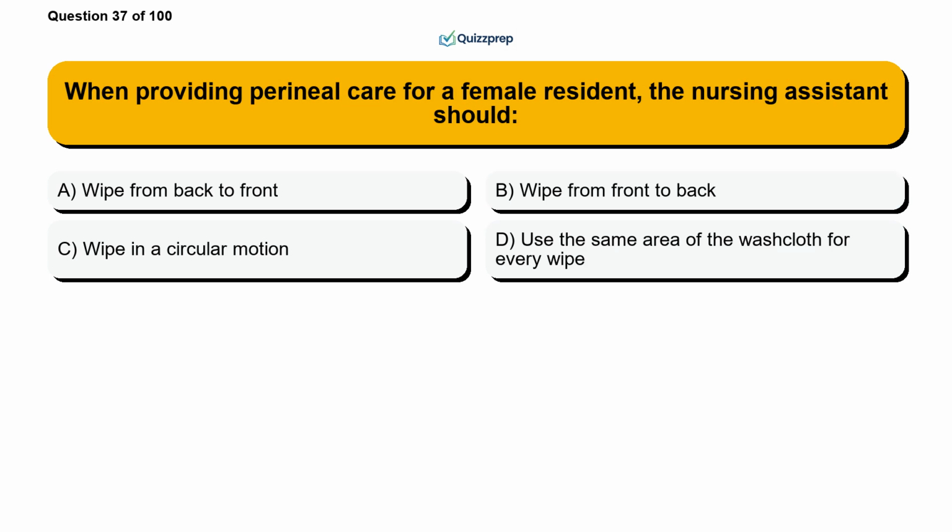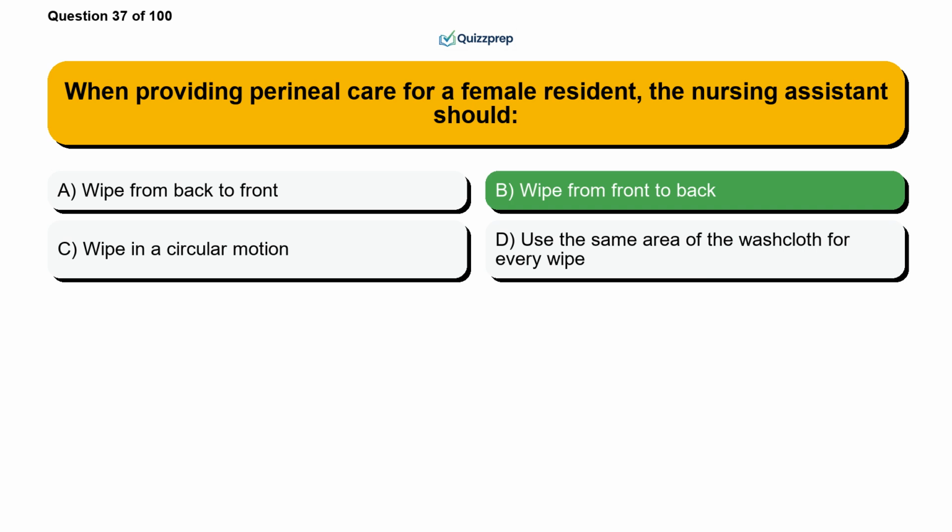Question 37. When providing perineal care for a female resident, the nursing assistant should: Option A, wipe from back to front. Option B, wipe from front to back. Option C, wipe in a circular motion. Option D, use the same area of the washcloth for every wipe. The correct answer is option B, wipe from front to back.